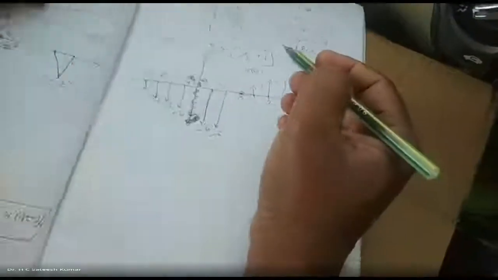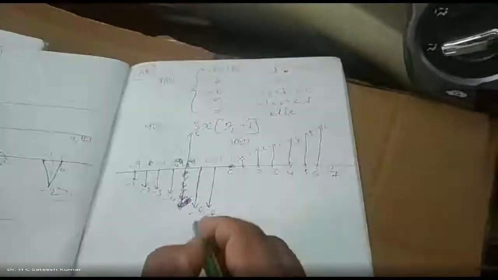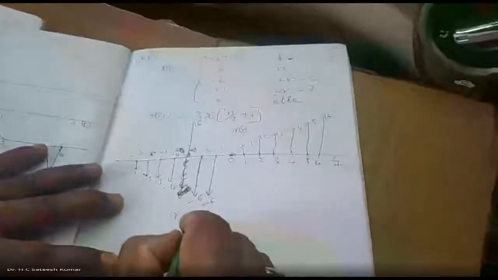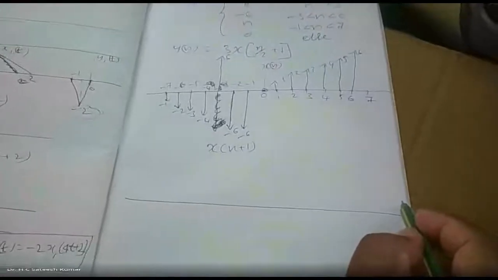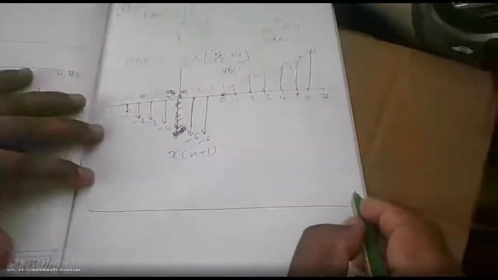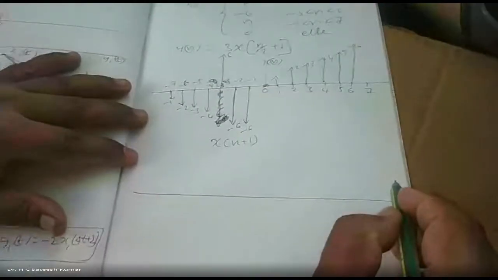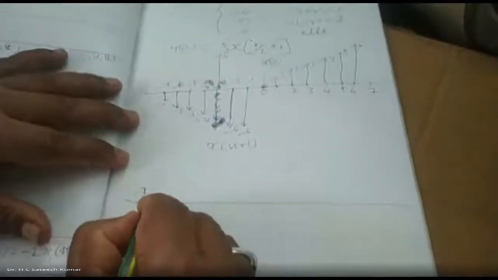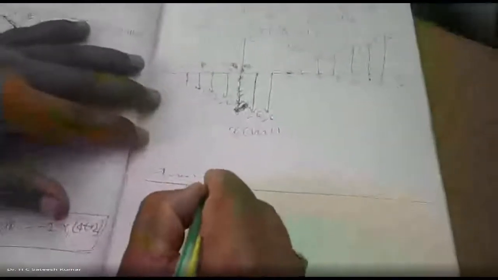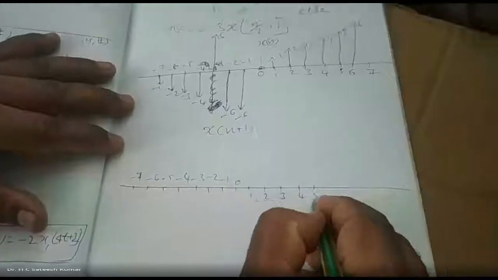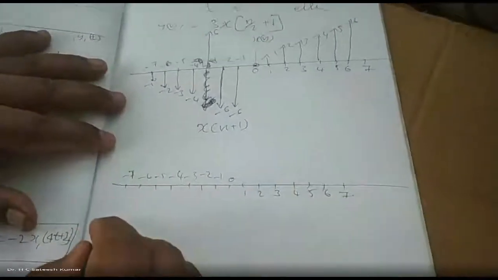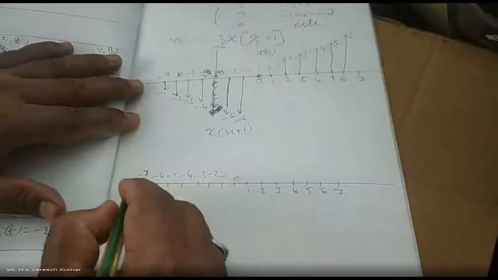Now, first you shift the signal, x of n plus 1. Shift left by 1 unit. Write the same thing by shifting left by 1 unit. Okay. Shifting left by 1 unit means what is that you are going to get? So it starts from minus 7, minus 6, minus 5, minus 4, minus 3, minus 2, minus 1, 0, 1, 2, 3, 4, 5, 6, 7. Okay, right. So what is that? Shifting left by 1 unit.